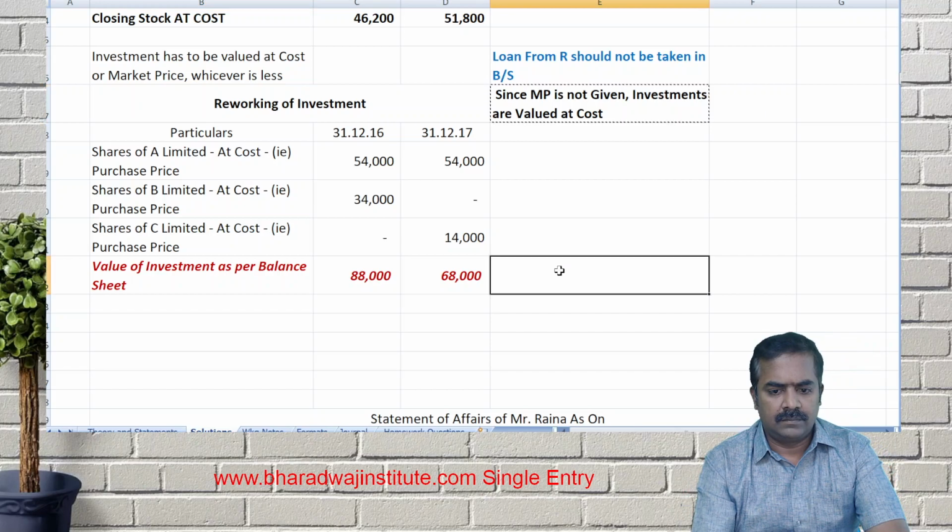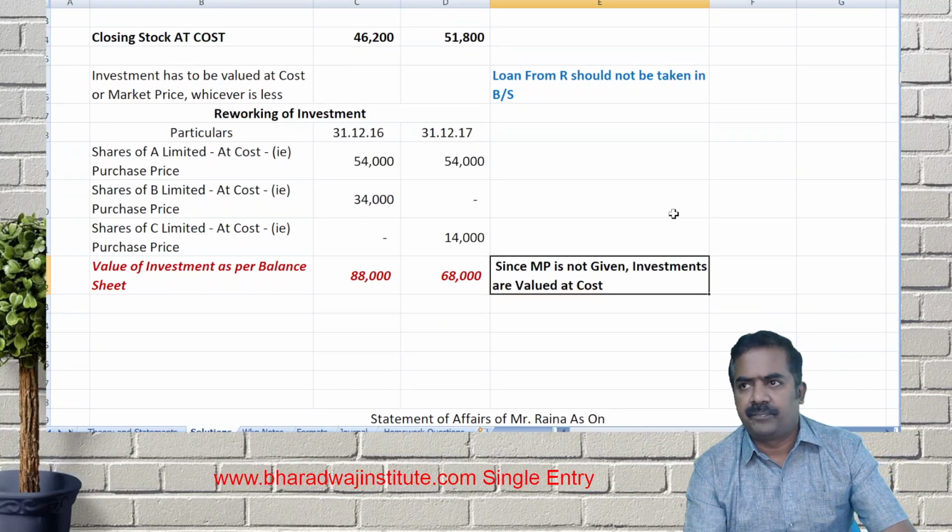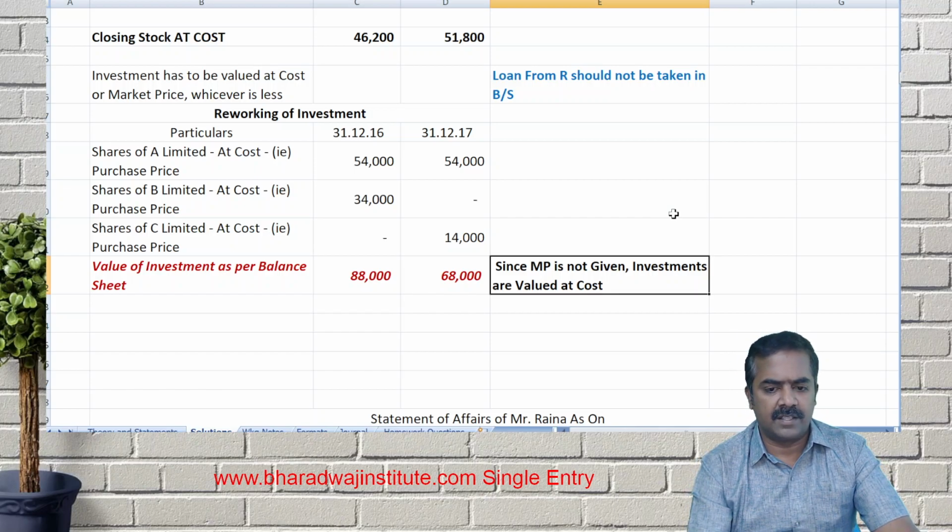Sir, in the seventh adjustment, the advance payment of tax and personal expenses are drawings, sir. No. Please. Statement of profit will get adjusted.